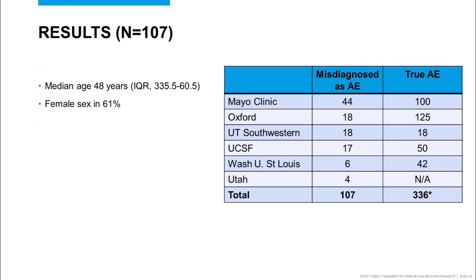So Mayo, not surprisingly, had the largest number of patients. We had 44 patients from Mayo, and then we had a variety of numbers from the other centers for a total of 107 patients. And over the same time period, about 336, so 3 times as many, had a diagnosis of true autoimmune encephalitis. The median age was 48 years and females slightly predominated.